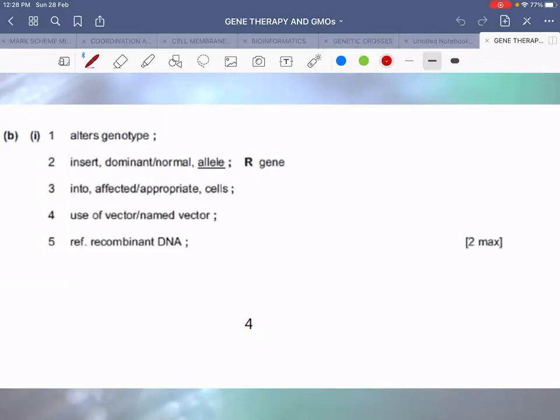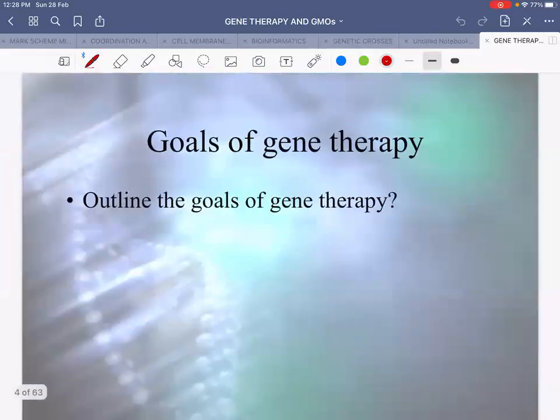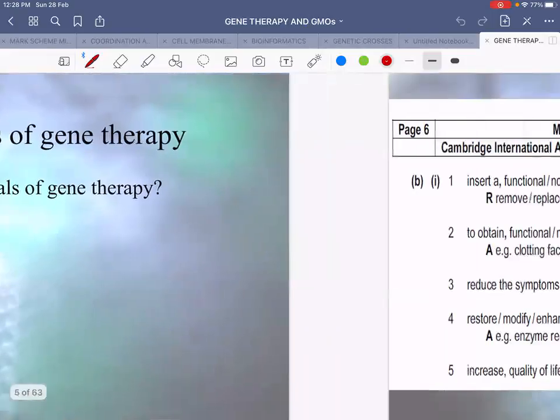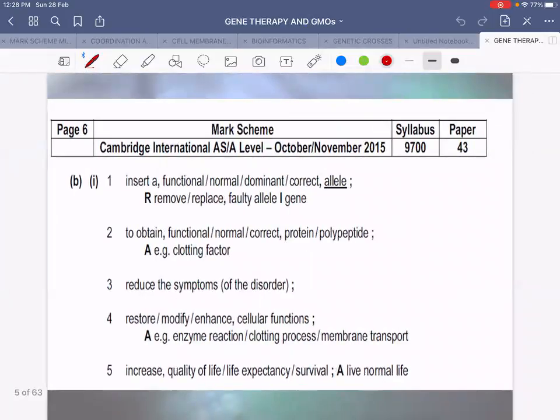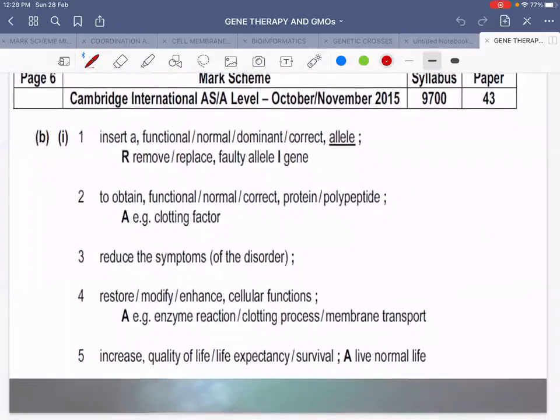Okay? I'll show you now another question. The previous one was, what is meant by gene therapy? Now the question has been changed a little bit. Outline the goals of gene therapy. And let's say this question was of 3 marks, I think it is 3 marks, right? So let's see the goals of gene therapy.